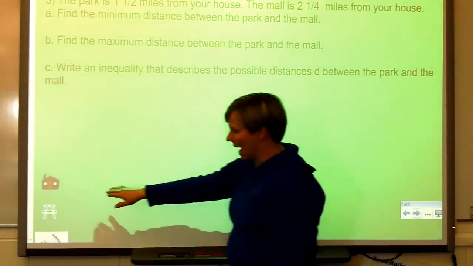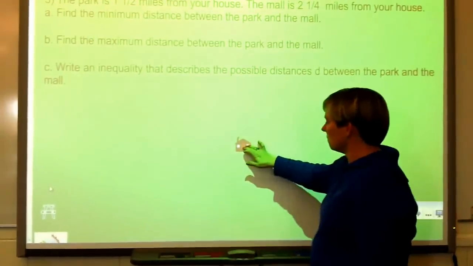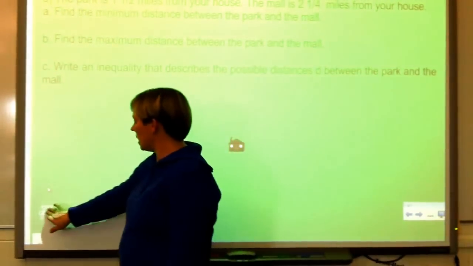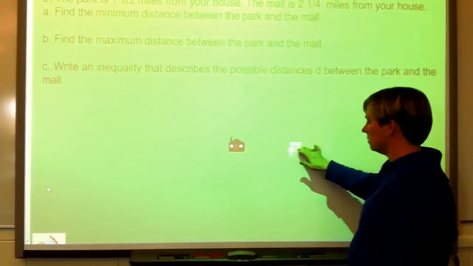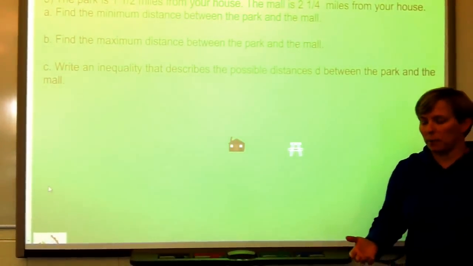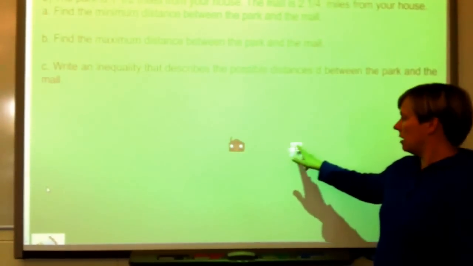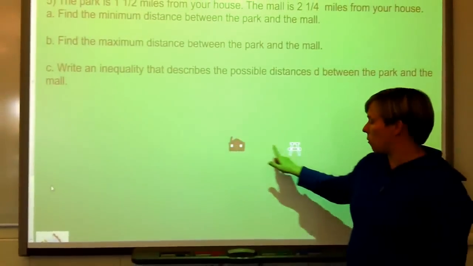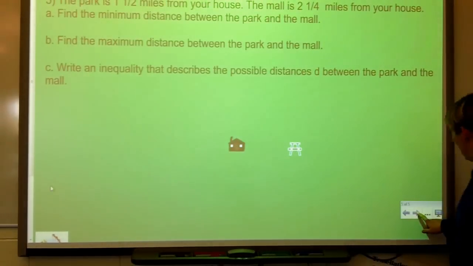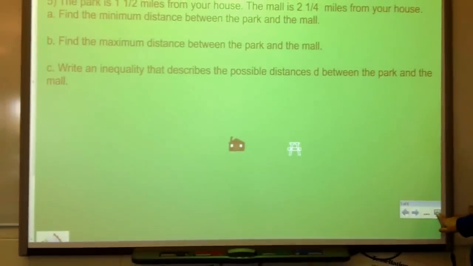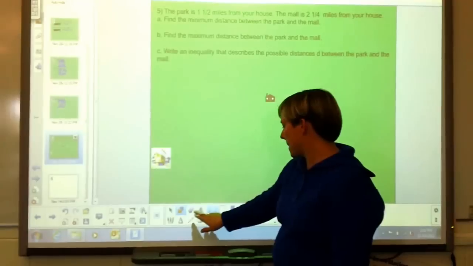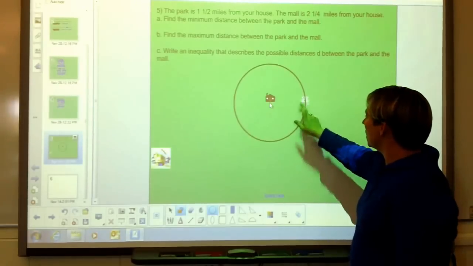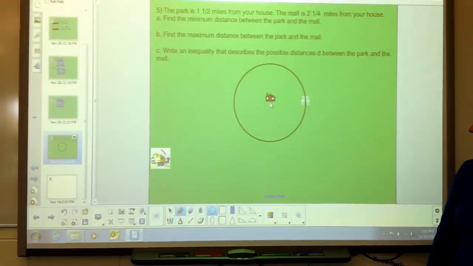If I say my house is in the center here, and I know the park is 1.5 miles, so let's just say the park is here. That's not the only place the park could be, though. The park could be anywhere on the circle with a radius of 1.5. So if I add my circle here, here's going to be my center. The park is going to be anywhere on that radius.